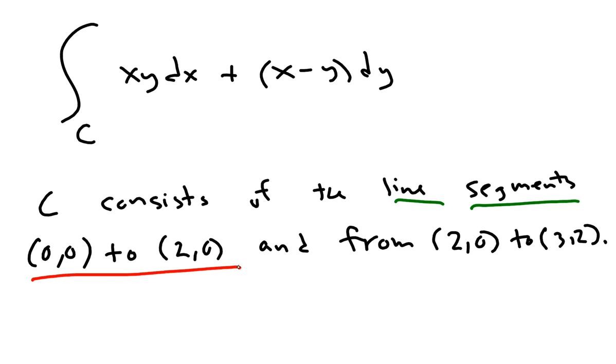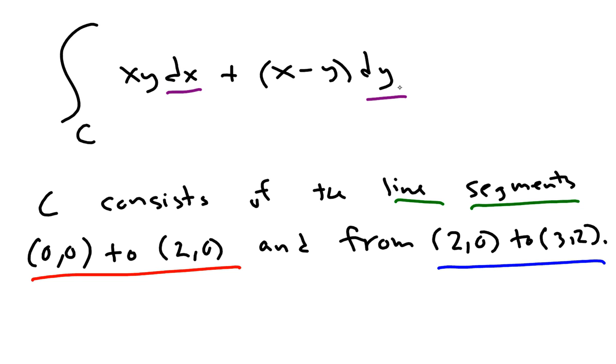I'll underline the first one in red. The first line segment goes from 0, 0 to 2, 0. And then it's the second line segment that goes from 2, 0 to 3, 2. Another special thing to keep in mind is that this line integral has a dx in it and a dy in it. So there's no ds. Just be careful when you plug in for dx and dy.